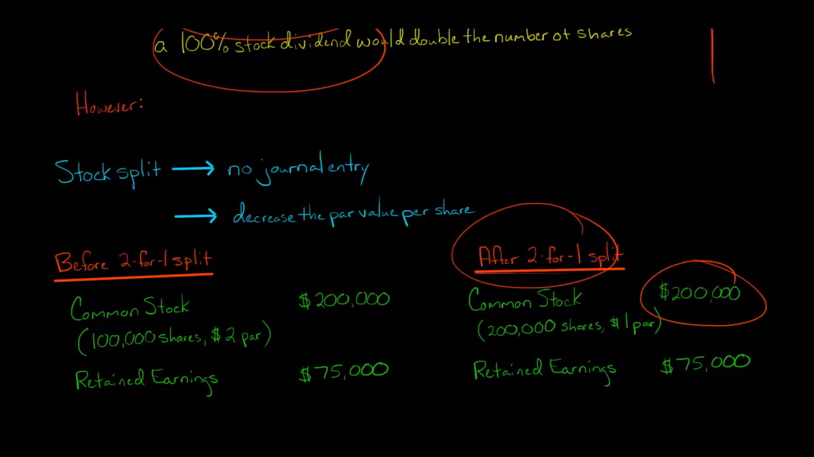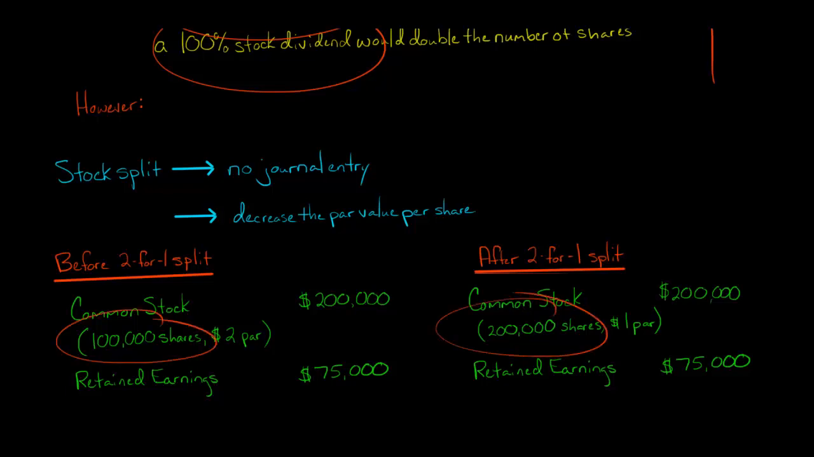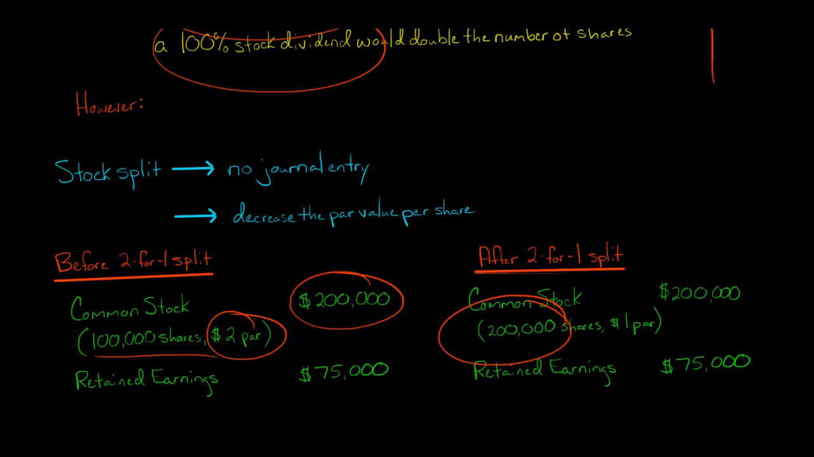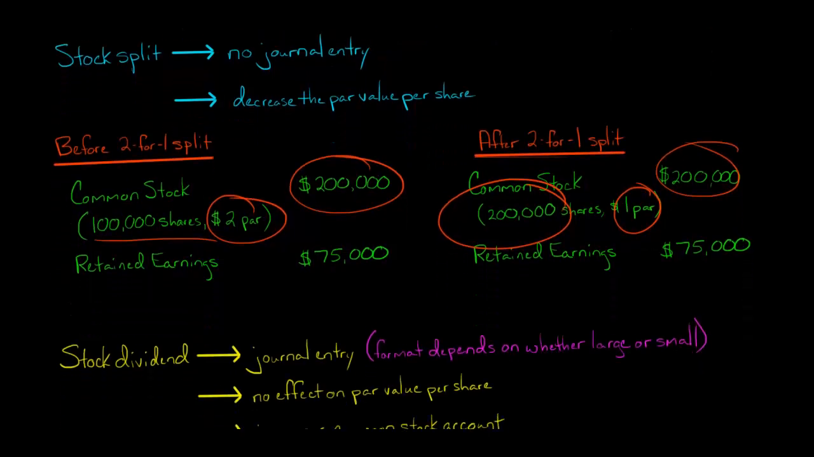That has not changed. So total equity is unaffected. There's no journal entry required. However, we doubled the number of shares, so now we have 200,000 shares instead of 100,000 shares, and so we've cut the par value in half. Instead of $2 par value per share, now it's $1 par value. But the financial statements are unaffected by this because whereas before you had 100,000 shares times $2 par is 200,000, now you have double the amount of shares times half the par value equaling 200,000. So that's why you don't need a journal entry. You just need to make a note that the par value has come down.